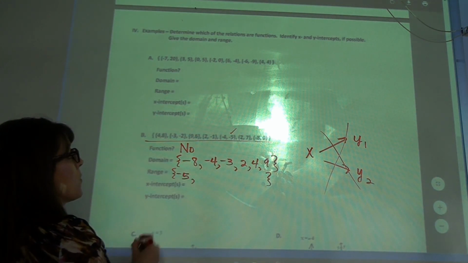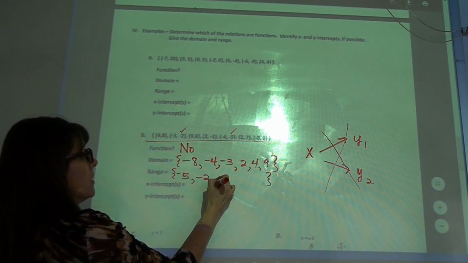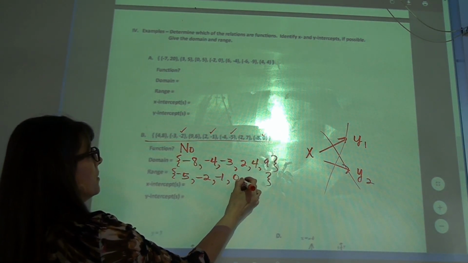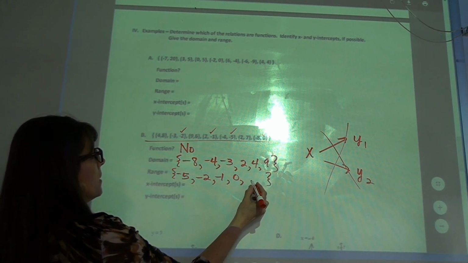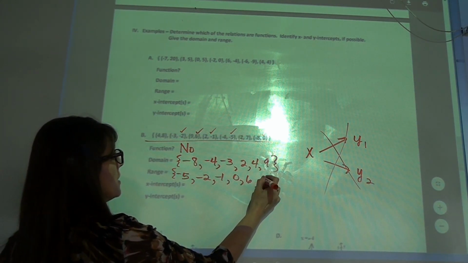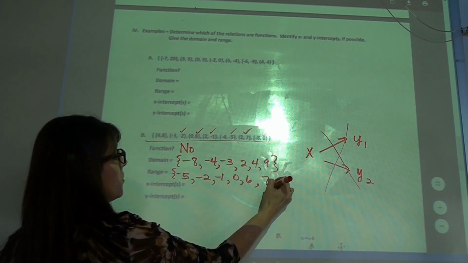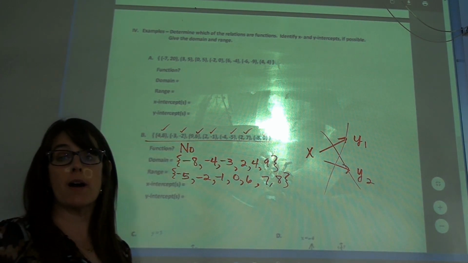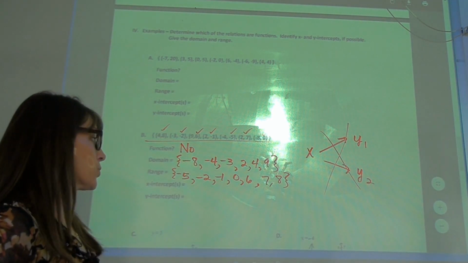And then the next highest y value is a -2, and then a -1, and then a 0, and then on up to a 6, and then on up to a 7, and then on up to an 8. And so there's my range, all of the y values that are included in that string of ordered pairs.